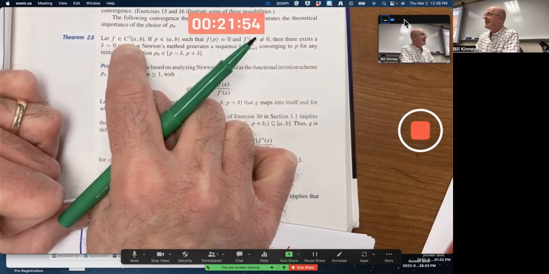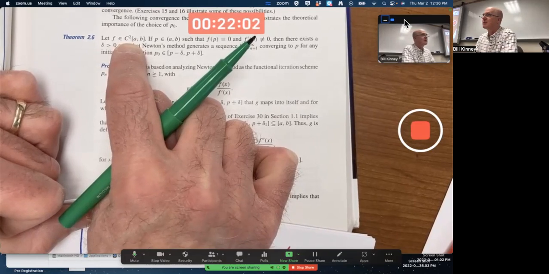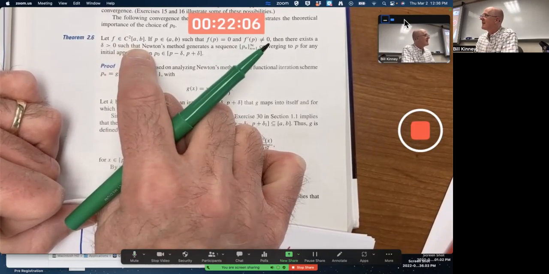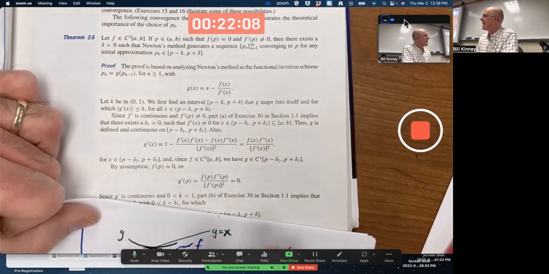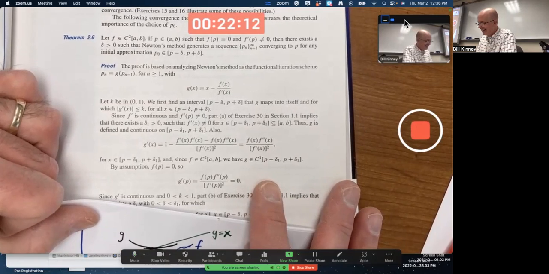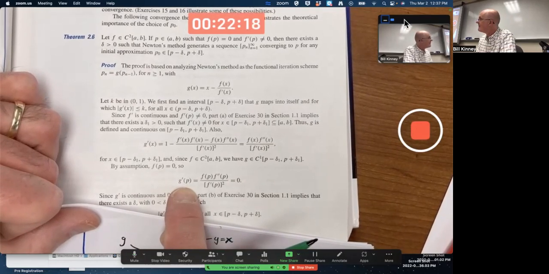If it were thrice continuously differentiable, f triple prime existing and being continuous, then it would also be twice continuously differentiable. But you don't need to make that assumption, so don't. That's why theorems are written the way they are. You're just hoping all this stuff is good enough. We are assuming P is a root of f. So in fact, it's a root of G prime.